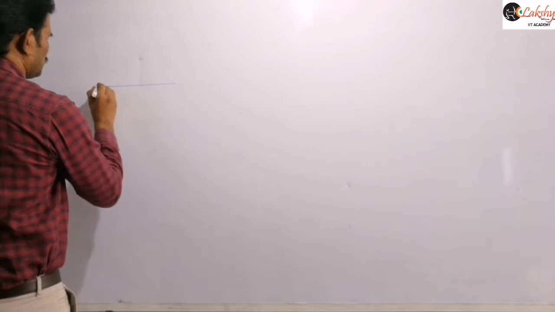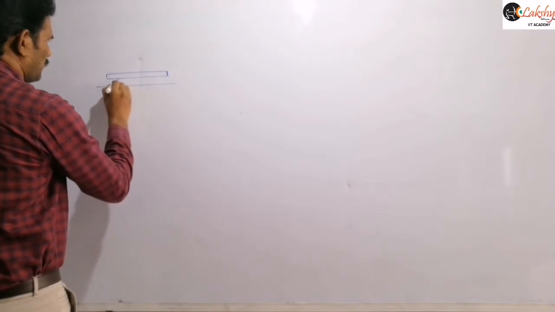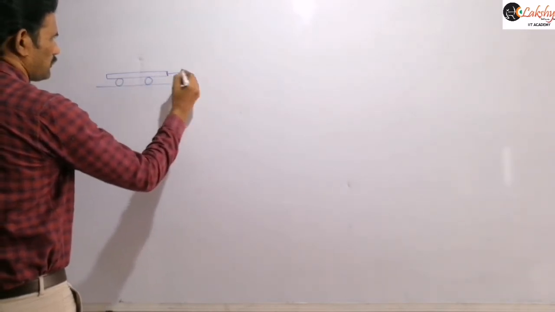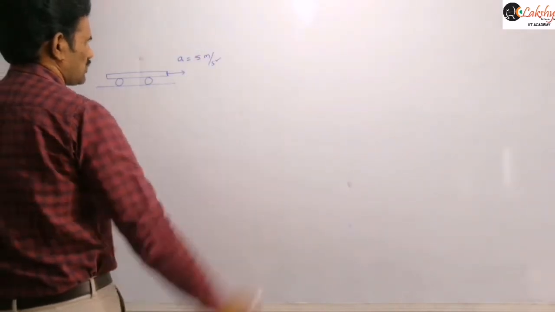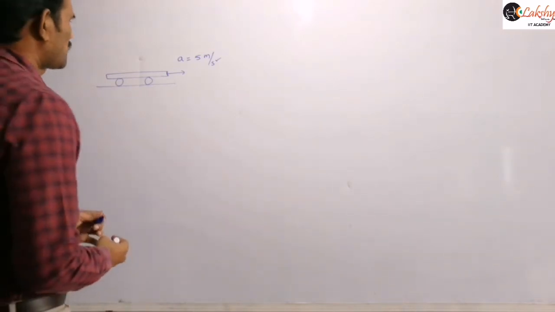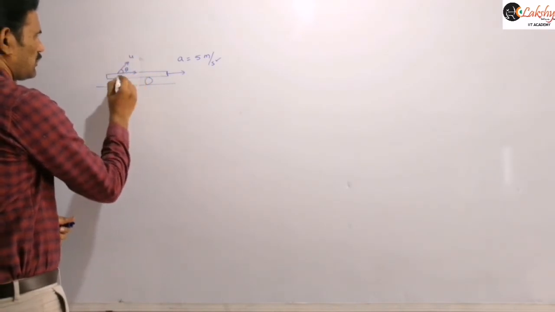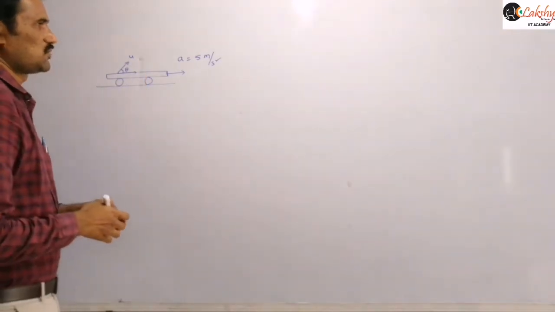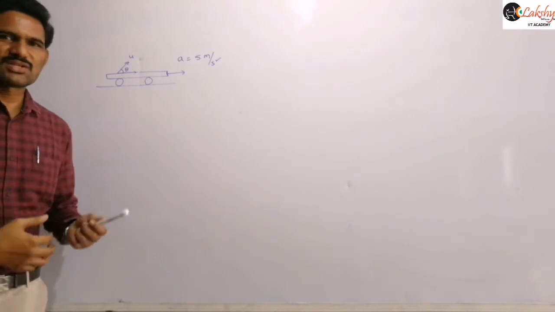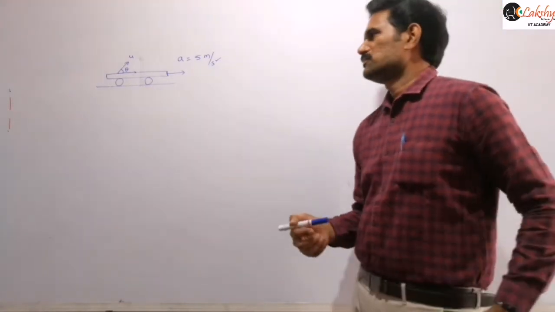And next problem here. A truck, I am taking, is moving with an acceleration of 5 meter per second square. From this we are projecting an object at an angle theta with respect to the truck with speed u. Now the question is, if the object reaches this initial point itself, then we need to find the tan theta value. So write that problem there.